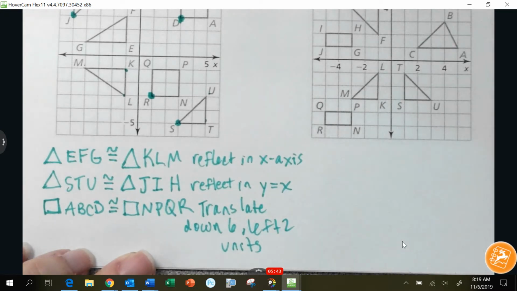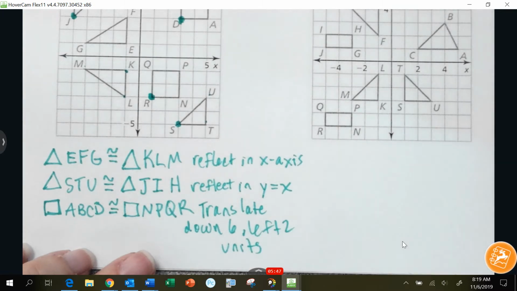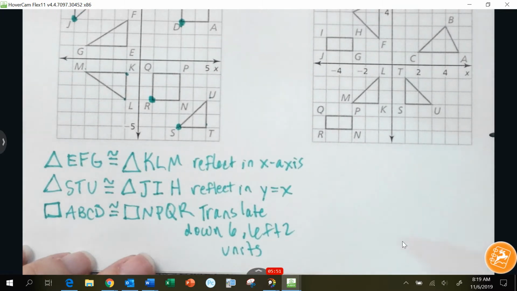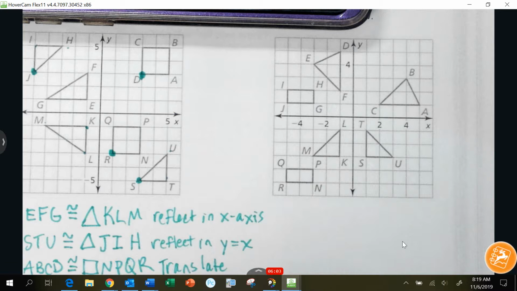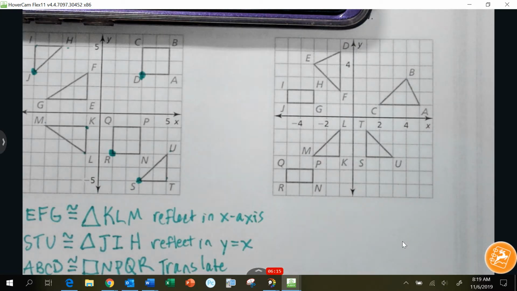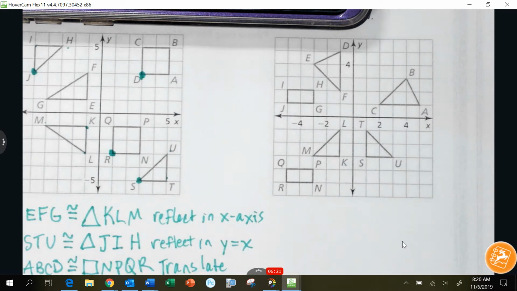Okay, let's look at the next one, and I want you to take about a minute or 2 and start writing down what you think is congruent and start thinking what transformation took you there. Good use of symbols.